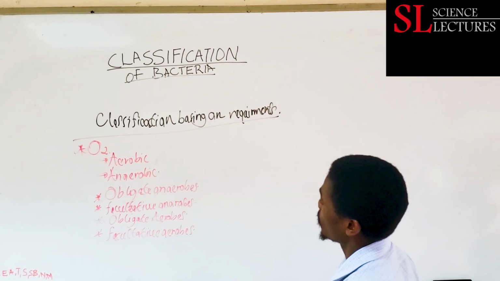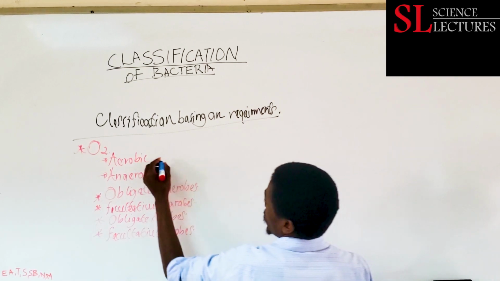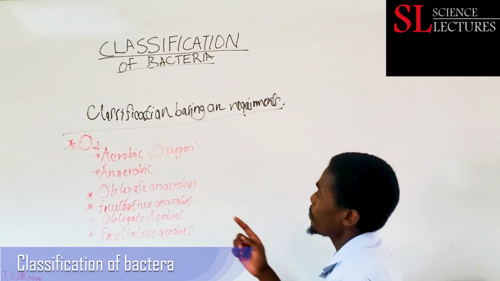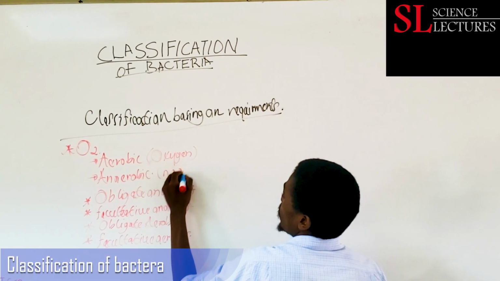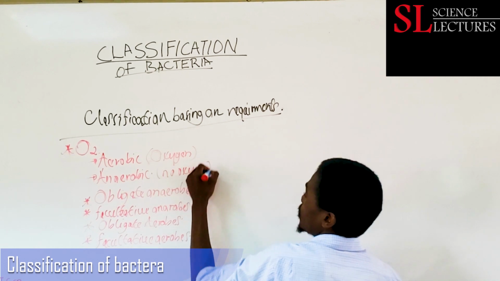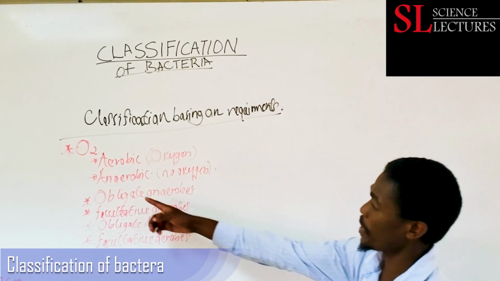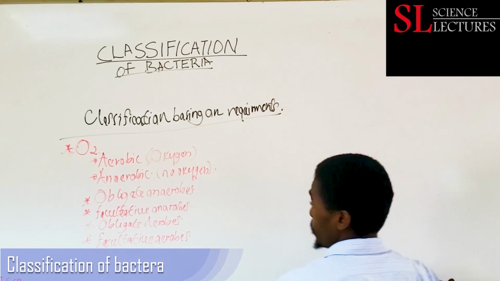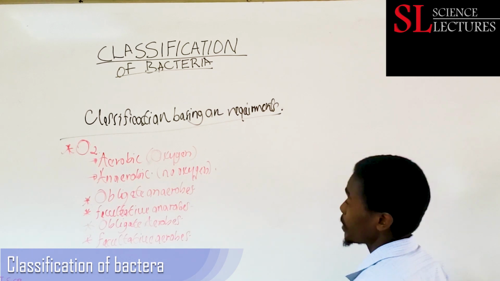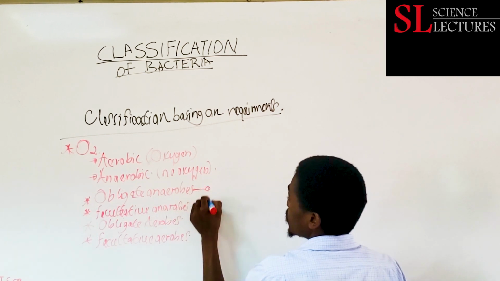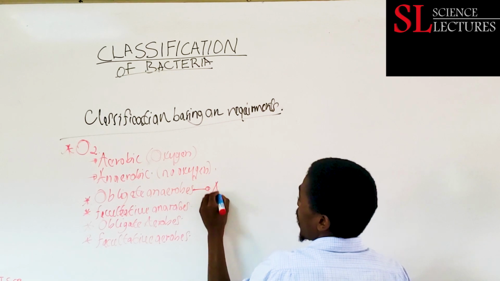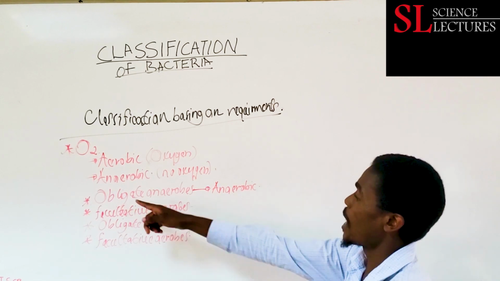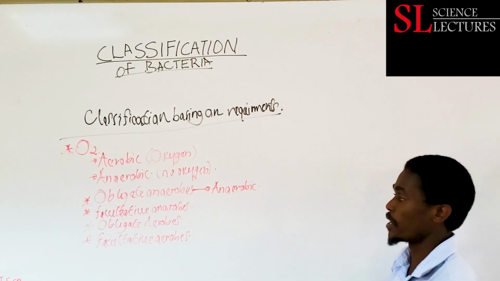So what does it mean? We say aerobic, such bacteria will require oxygen for their survival. Then anaerobic, no oxygen, but they will still survive. But now we have obligate and facultative, so we need to know what obligate and facultative mean. If a bacteria is an obligate anaerobe, that means it requires only and only anaerobic conditions. Because it is an obligate anaerobe, it will require only anaerobic condition.